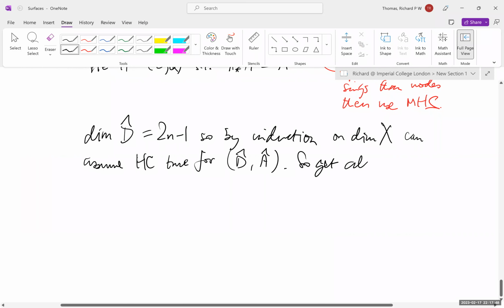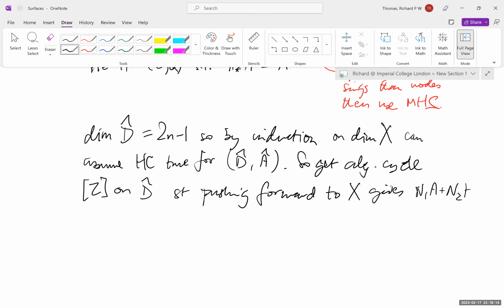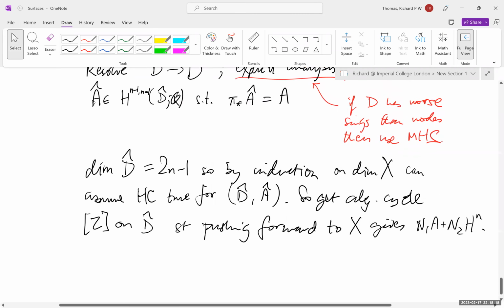So we get an algebraic cycle Z on D hat, and we push it forward first to D and then to X. So pushing forward to X gives our class A. Well, really it'd probably be some N1 A plus N2 H to the n. All right.